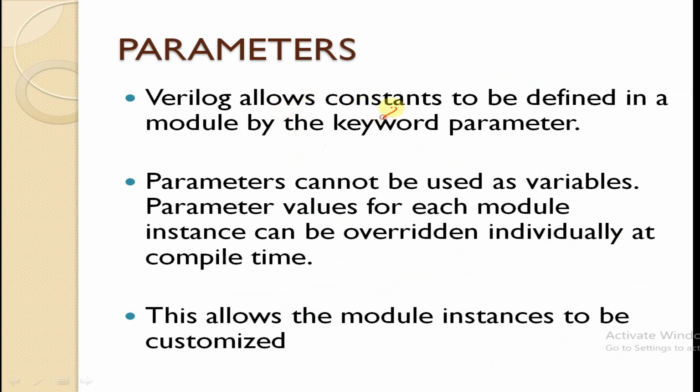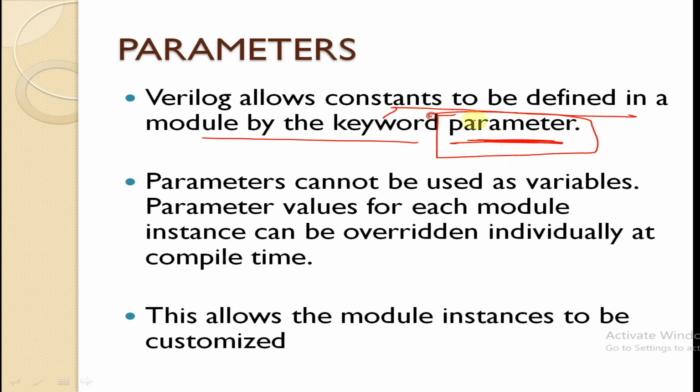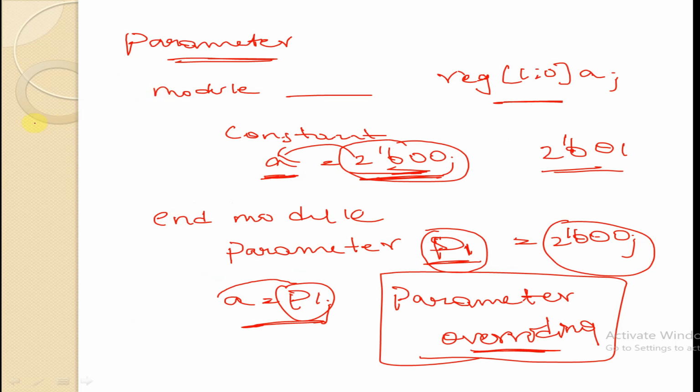Verilog allows constants to be defined in a module by the keyword parameter. So if we want to declare any parameter, we will use the keyword parameter. We will use this keyword for declaring any parameter, and the parameters cannot be used as variables. Parameter values for each module instance can be overridden individually at compile time. Here, the important point to remember is parameters cannot be used with variables.